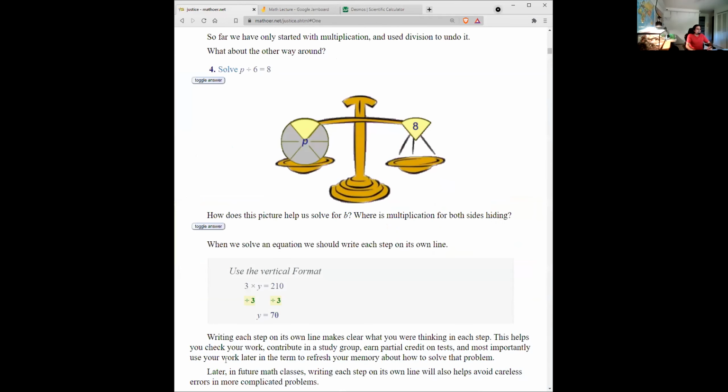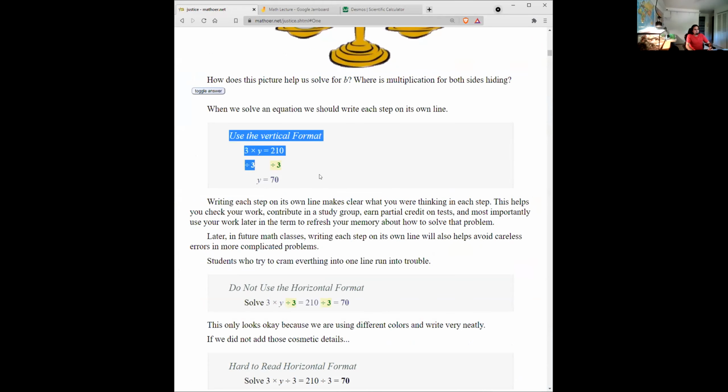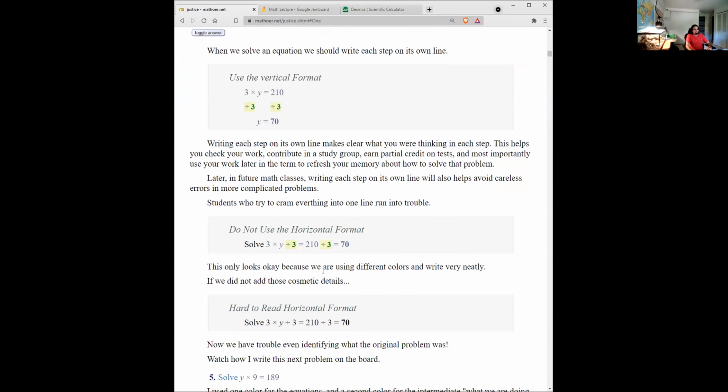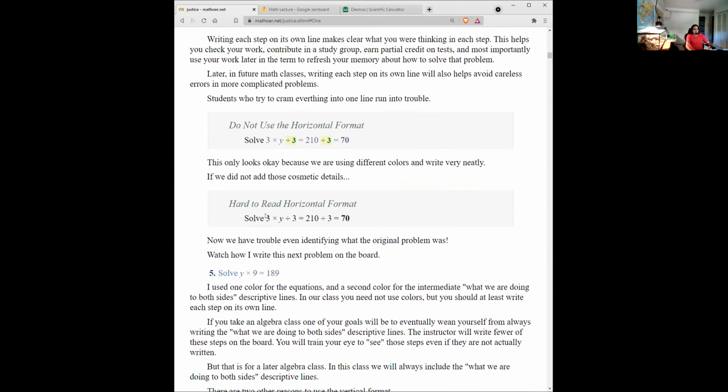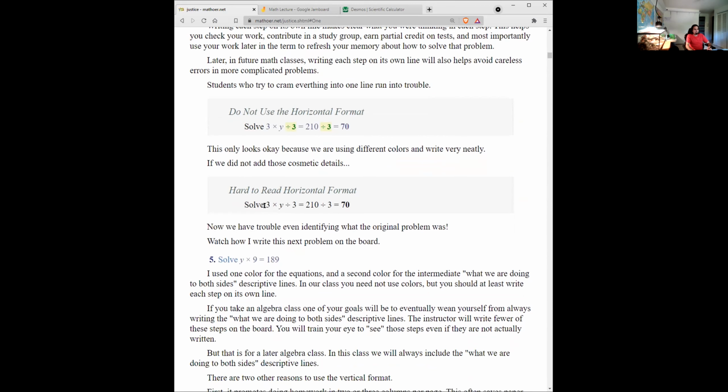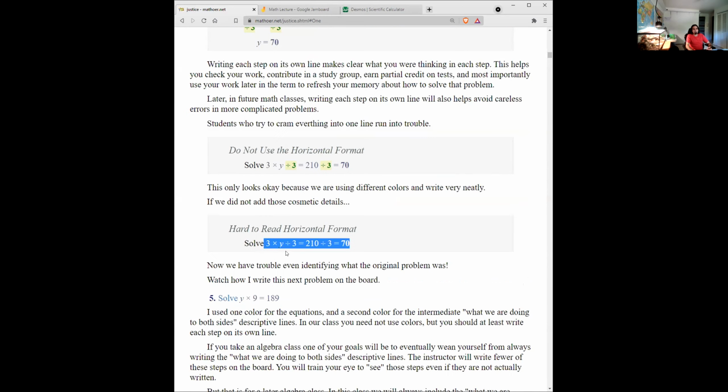The last bit is first a reminder: do every step on its own line. If you try to do everything in one line, it doesn't work as well. It can work okay if you are very colorful, but as soon as you don't have colors, you wind up with something that looks like this, and maybe you get the right answer, but 7 weeks from now, when you're studying for the final, this is not going to help you at all. Whereas if you write it one step at a time, it will be great for review.